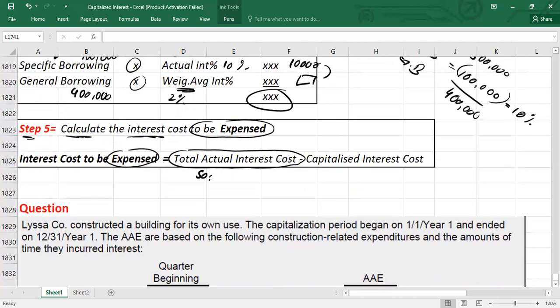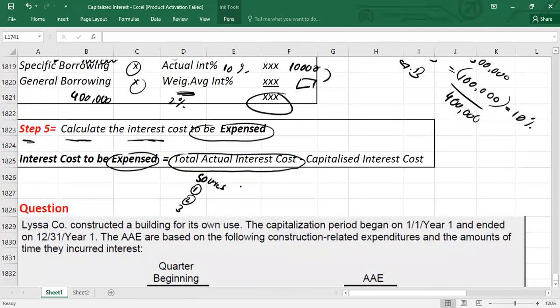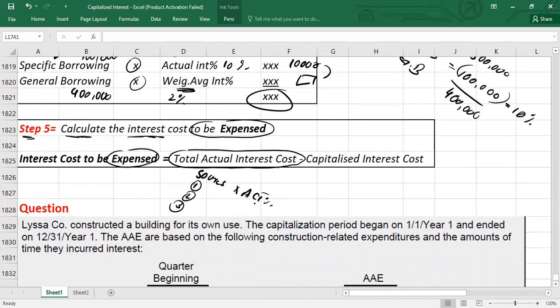I will write all the sources in actuality, whatever you have. For example, here you have source number 1, 2, 3. I will multiply with their actual percentage of interest, and this is how I will get the actual interest dollars. Then I need the total actual interest cost minus the capitalized cost, which we calculated in step number 4. The difference of these two is called the interest expense. For example, I'm assuming my actual interest cost is $100,000, but my capitalized interest cost is $20,000. It means now $80,000 I need to record as an expense.